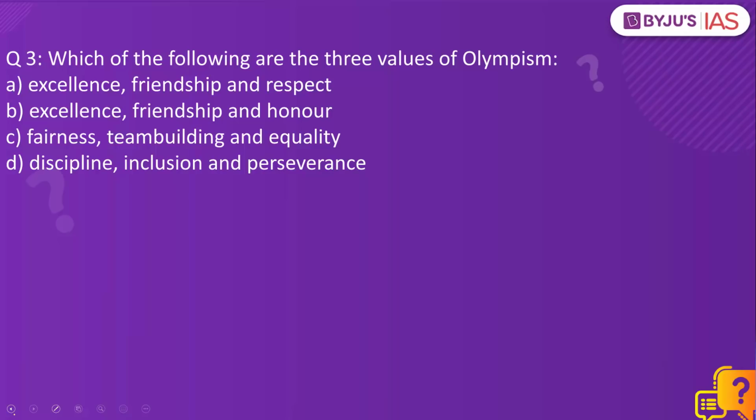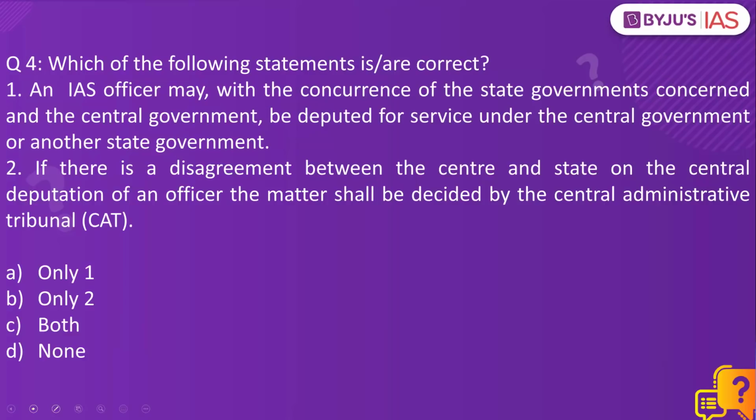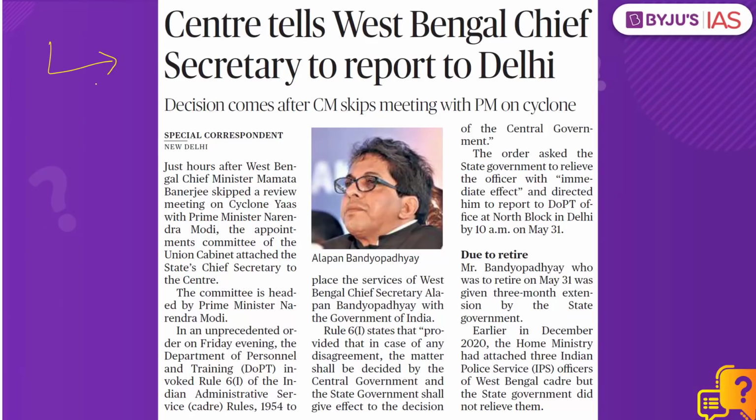Which of the following are the 3 values of Olympism? And the values are excellence, friendship, and respect. A is the right answer. Let's look at question number 4, but first up, let's look at the context. This is today's The Hindu newspaper.